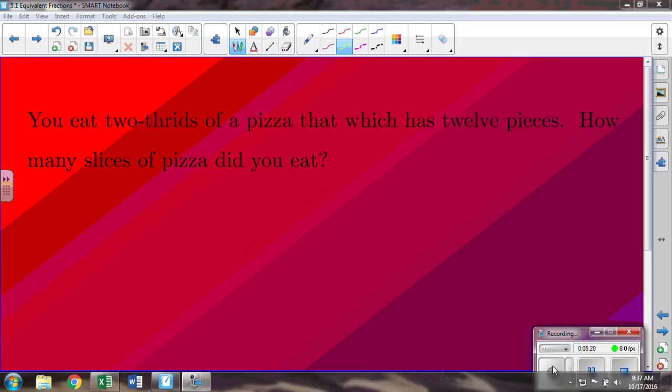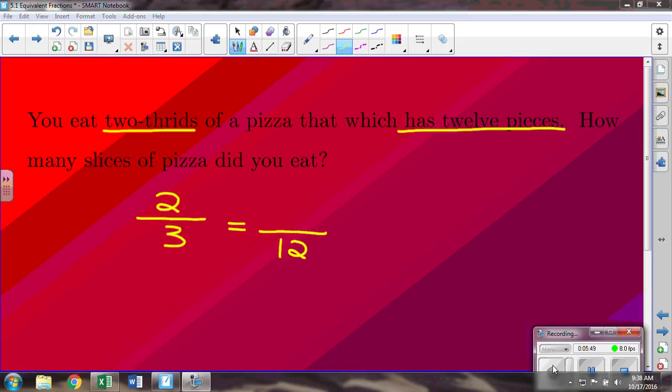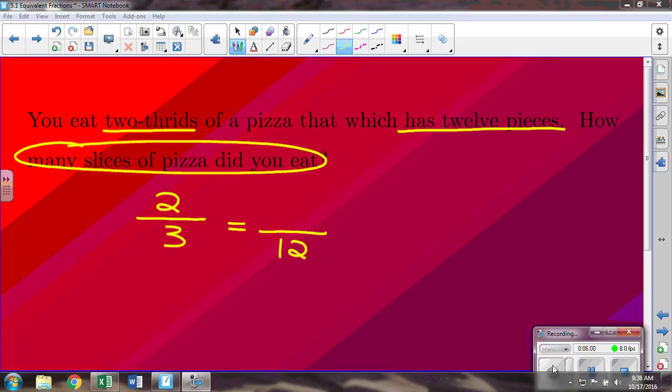Of course, we can apply these concepts to word problems as well. You eat 2/3 of a pizza. Well, we could write that pizza fraction as 2/3. That pizza has 12 pieces in it. Well, 12 pieces would be the whole thing. And so, since that's the whole thing, that's the total that goes down onto the bottom. And so just writing and reading it out, we can identify we're setting up this piece, and our question then asks, how many slices of pizza did you eat?